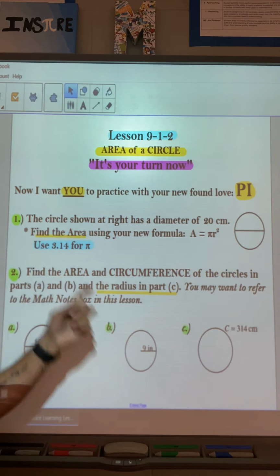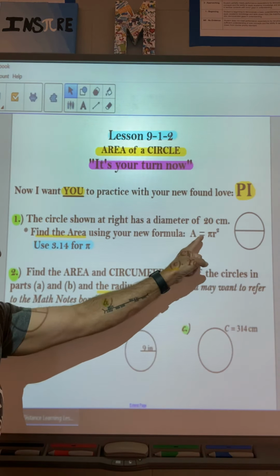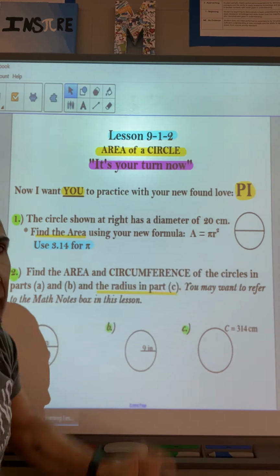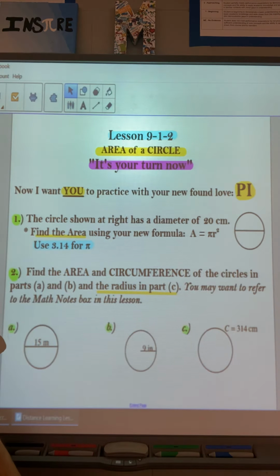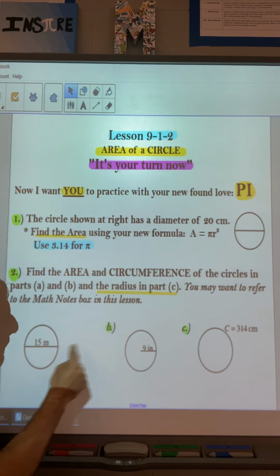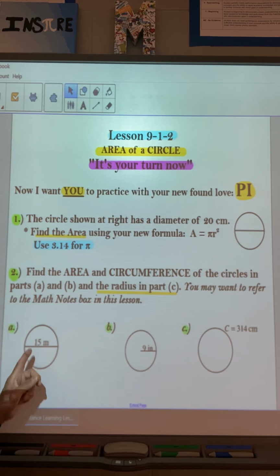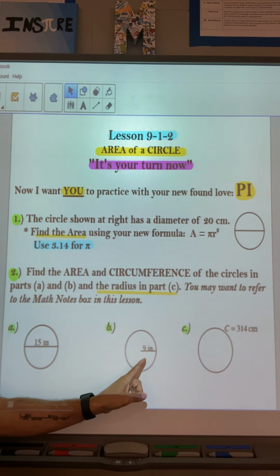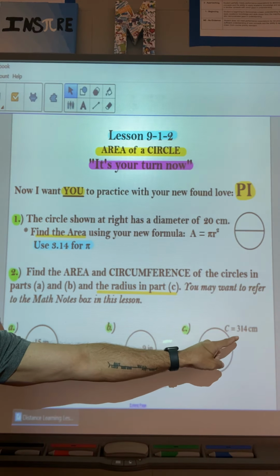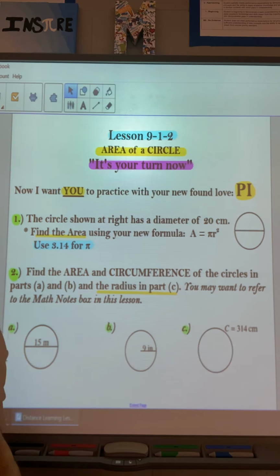Okay, so let's take a look at this. We have this circle at the right. It's got a diameter of 20 centimeters. I want you to use this formula to find me the area of that circle with a diameter of 20. And then for these down here, I want you to find me the area and the circumference. Circumference was in 911. You did that the day before. Find me the area and circumference of these two, and then just find me the radius of that one. Okay, so that's 15 meters there, 9 inches here, and that's 314 centimeters there. So I want the area and circumference of these two and the radius of that.